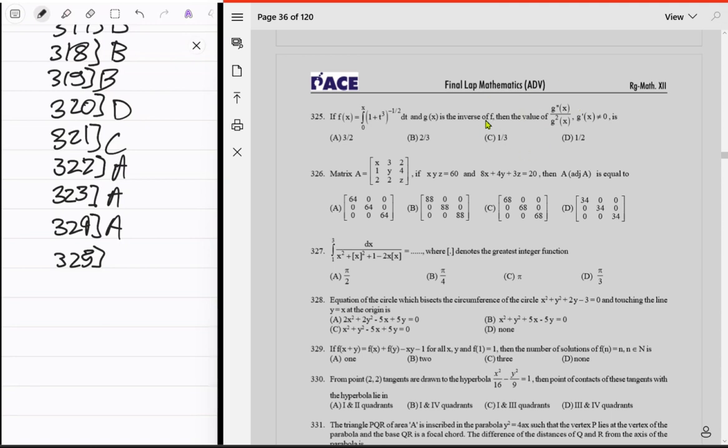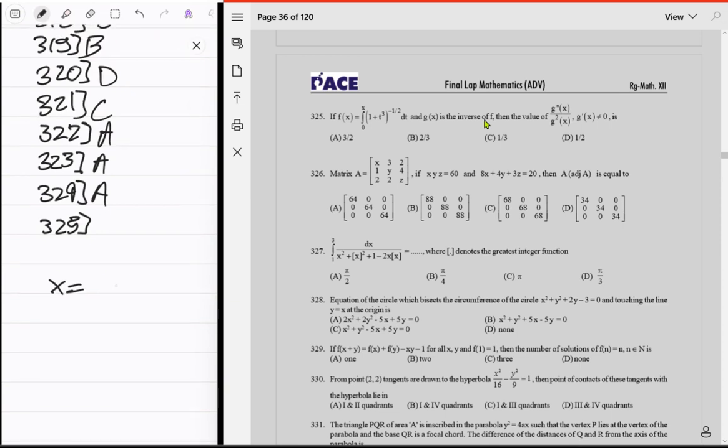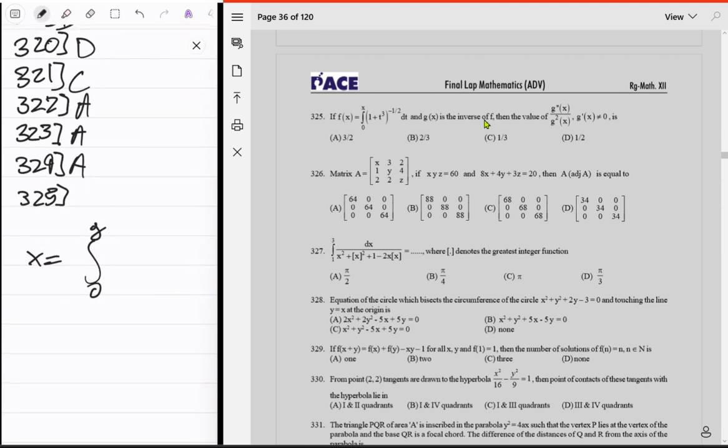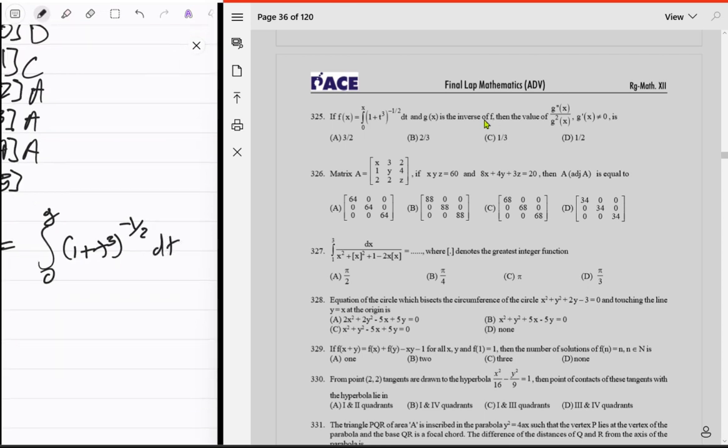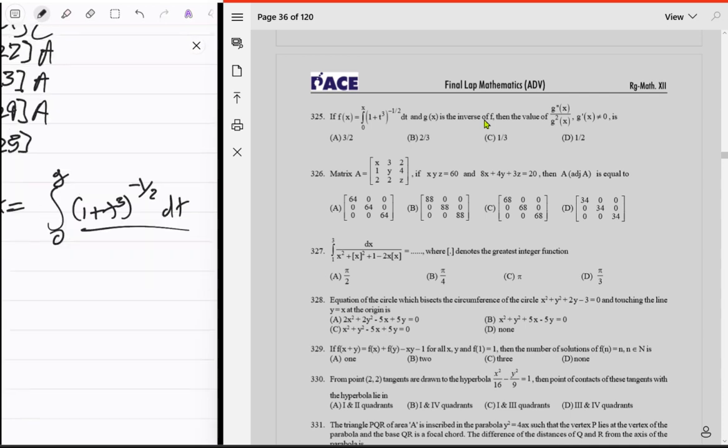Okay, g is the inverse of f. Okay, so if I put g of x in place of x, f of g is just x. So basically x is equal to integration from 0 to g, and then 1 plus t cubed to the power negative 1 upon 2 dt. So g here is like a function of x. Okay, not going good. I don't know how to actually integrate this, but whatever.